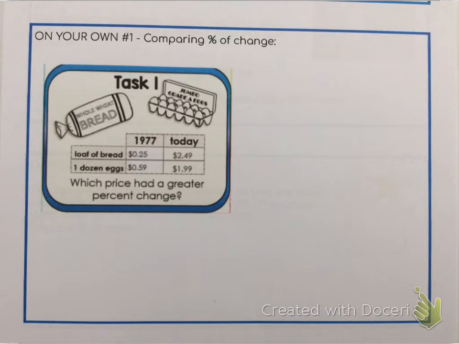Okay, so for this next one, we're going to be comparing percent of change. This is giving you the cost of bread and the cost of eggs in 1977 and the cost of bread and eggs today. We want to know which price had a greater percent of change. Well, first of all, as you can see, they are both percent of increase because they went from a lower amount to a higher amount. So they're both percent of increase. Okay, so let's see which one had the higher percent of increase.